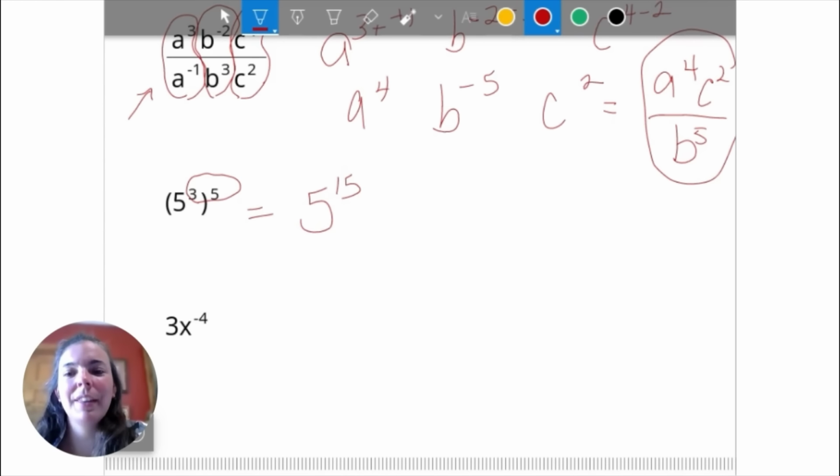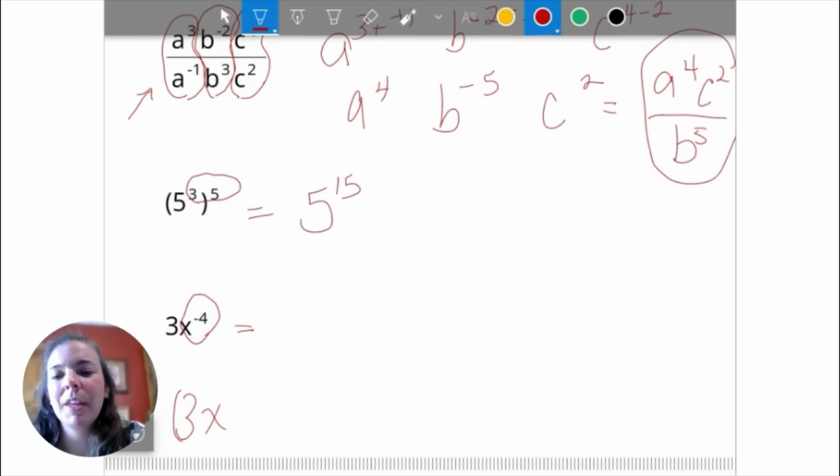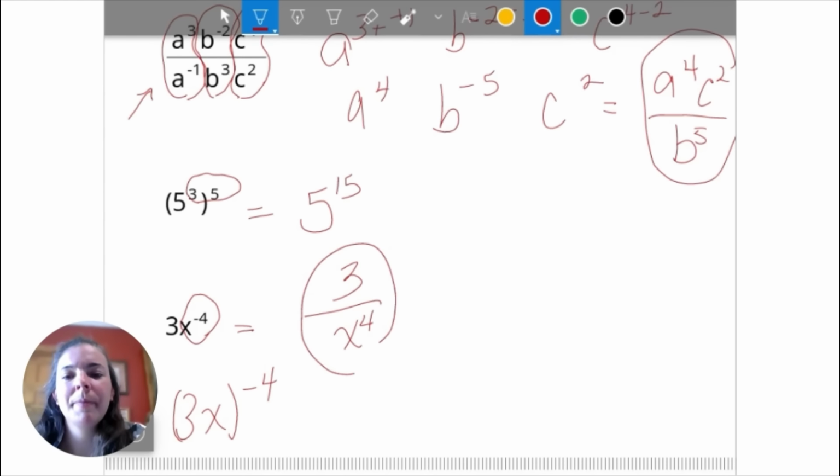And then last but not least, 3 times x to the negative 4th. It's important to note that the negative 4th is only attached to the x here. This is very different than if I had written it with a parenthesis around it. In this case, the first example I gave you, the 3 would stay on top and we would push the x to the negative 4th to the bottom and make it positive.